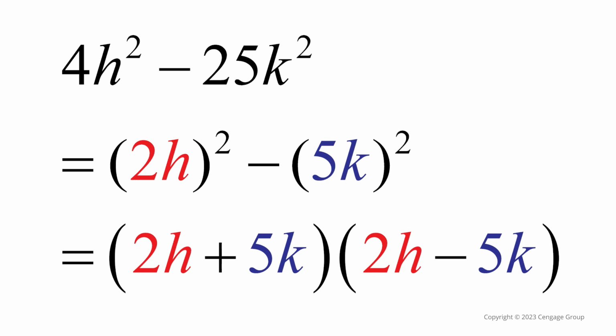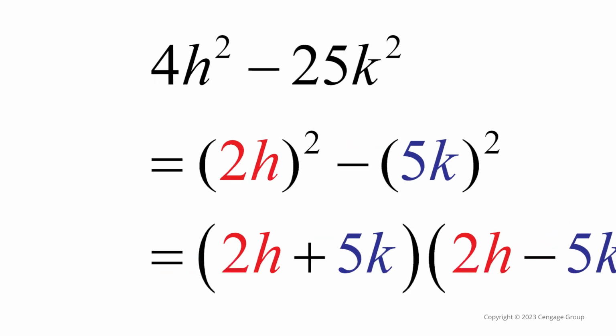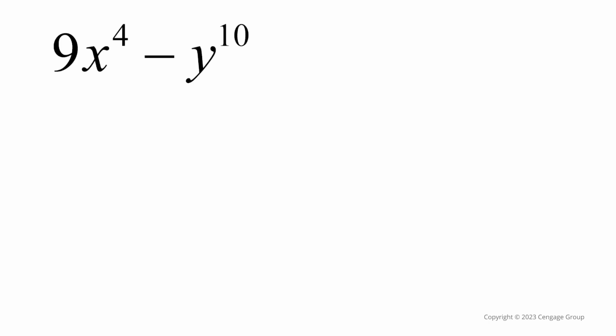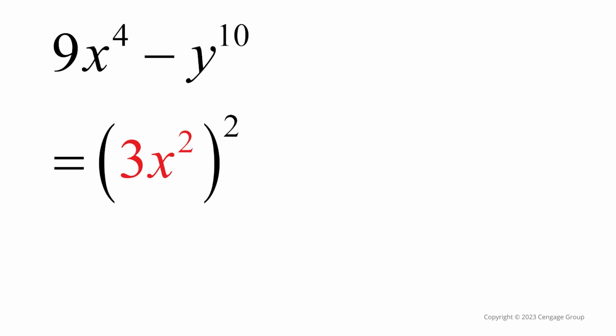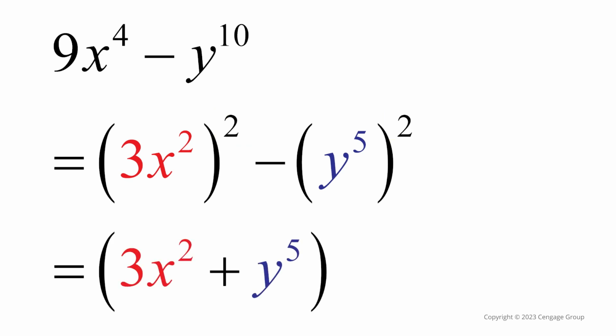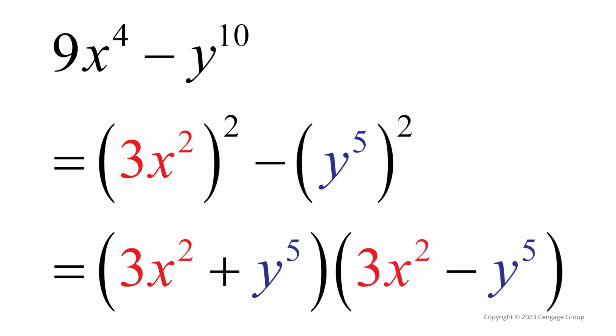Both terms in the difference don't have to have exponents of 2. If the terms have an even exponent, we can rewrite them easily as squares. Let's look at 9x to the 4th minus y to the 10th. The first term can be written as 3x squared squared. The second term can be written as y to the 5th squared. Now we can factor this expression as 3x squared plus y to the 5th times 3x squared minus y to the 5th.